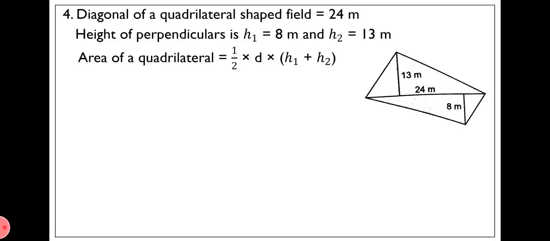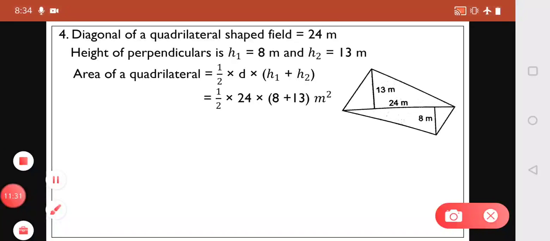Area of the quadrilateral equal to half into d into h1 plus h2, where d is the diagonal of the quadrilateral, h1 is the height of one perpendicular and h2 is the height of another perpendicular. Now already we have all the measurements, so we insert in the formula, that is equal to half into 24 into 8 plus 13 meter square. Now here you can cut 2 ones and 2 12s.